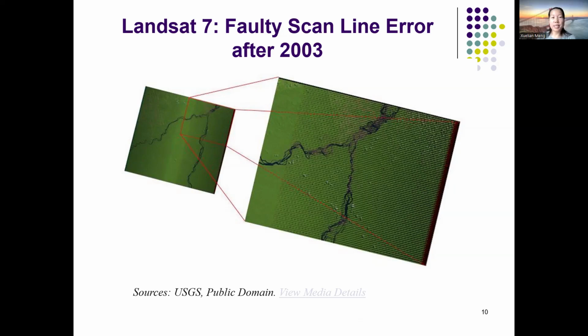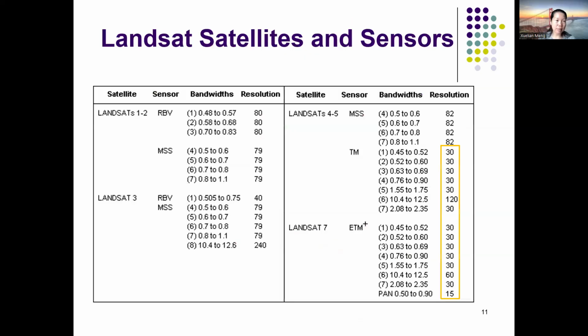It is known that Landsat 7 has had scan line errors after 2003. So this is how the scan line error looks like. Basically, certain detector cameras stopped working, so they're not recording any information. Typically, I will instruct my students not to use data sets like this.